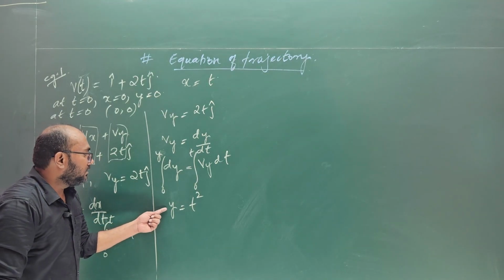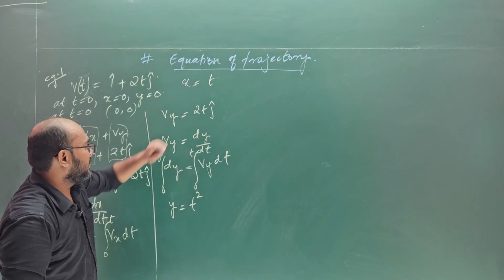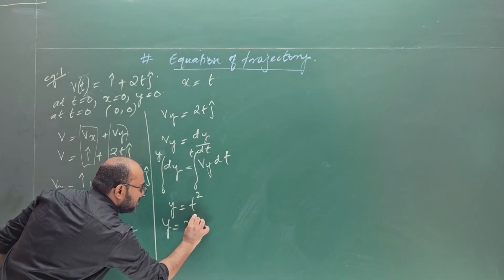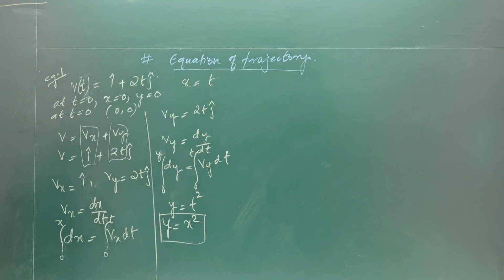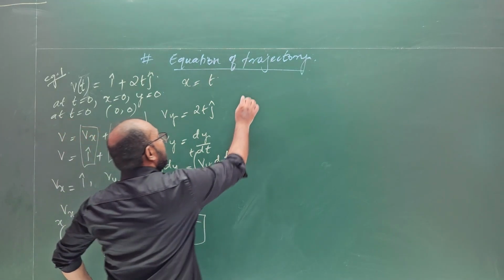Okay. Now y is equal to t square, but t is equal to what? x. So our answer should be y is equal to x square. Equation done. Okay. Now you try this.